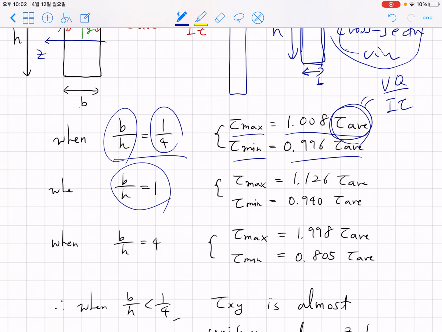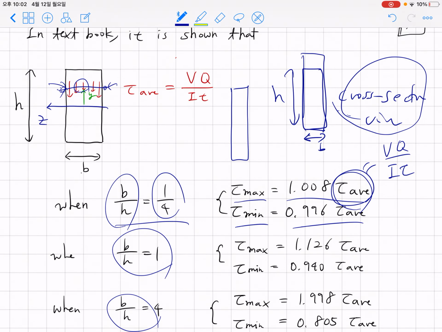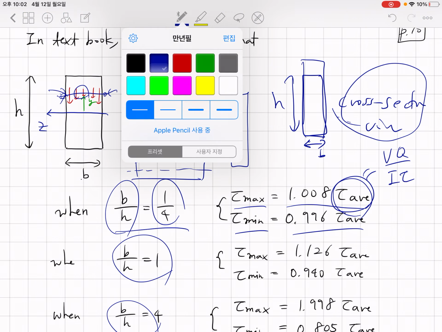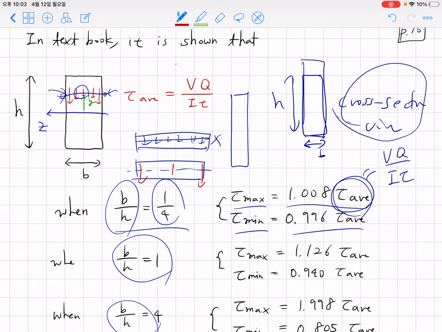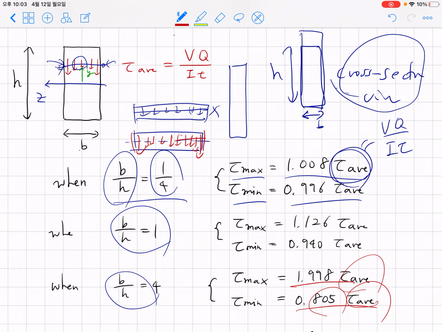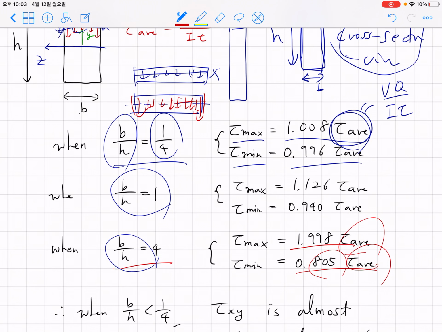However, when b becomes almost the same as h, or when you consider this wide distribution, then the distribution of tau is not uniform anymore. The tau at a specific location is really large here and small here, and gradually increases as it approaches the free ends. The difference becomes almost a factor of 2, or 100% larger than average, or 20% smaller than average stress. This is the case for b over h of about 4.